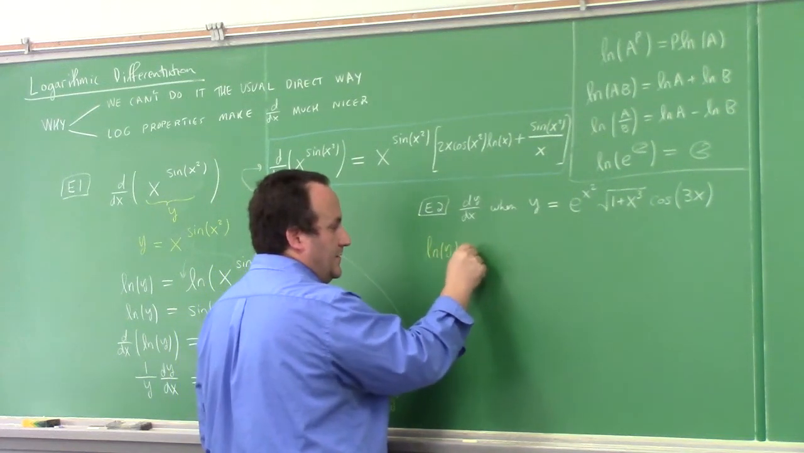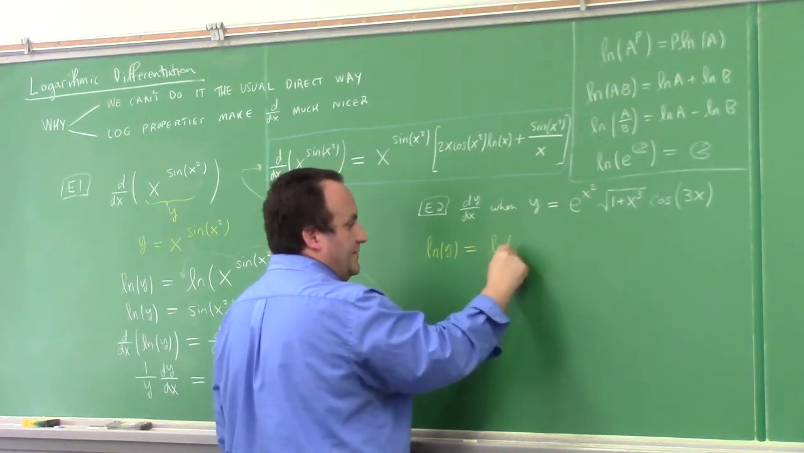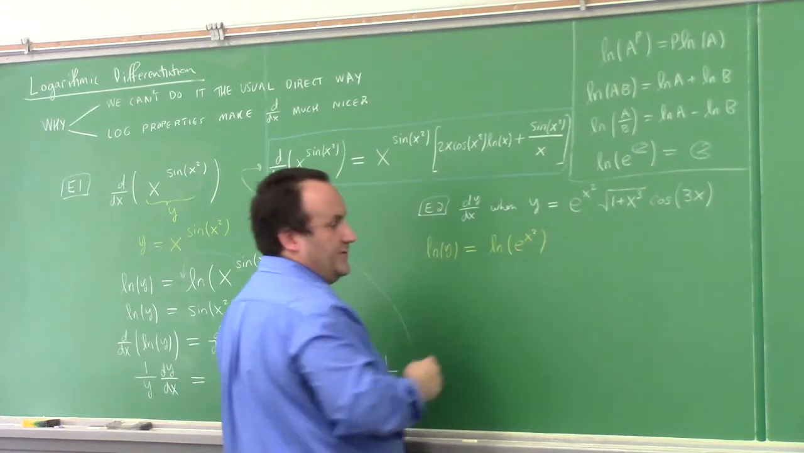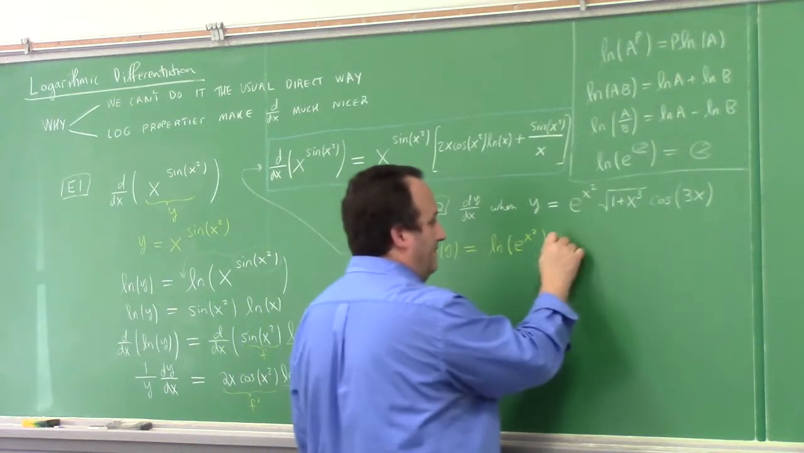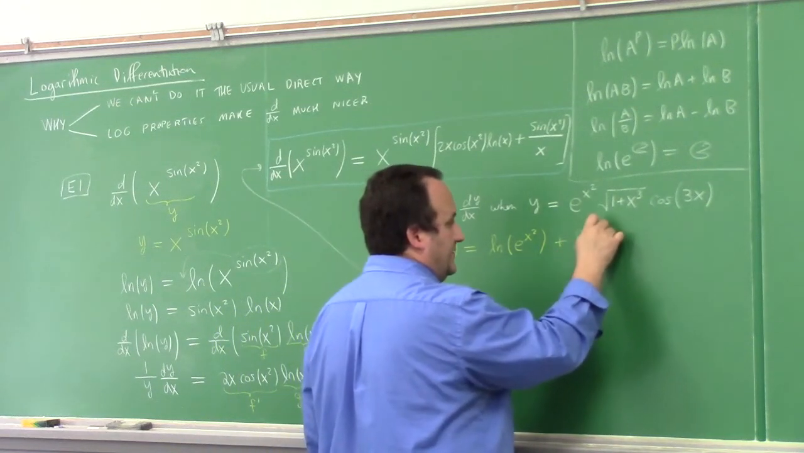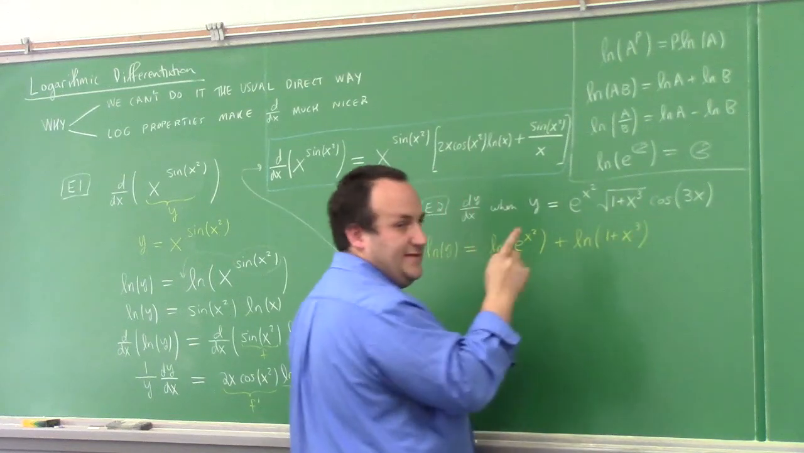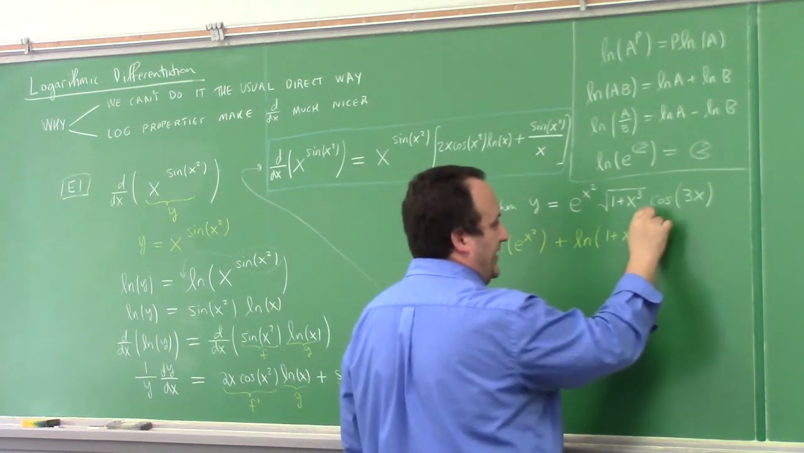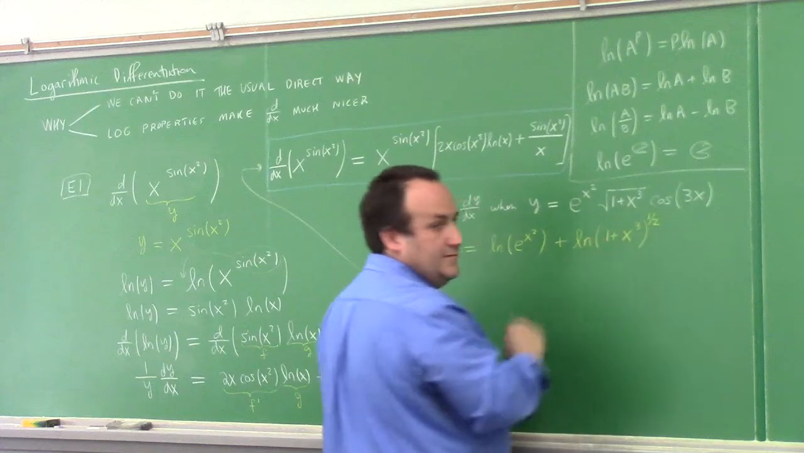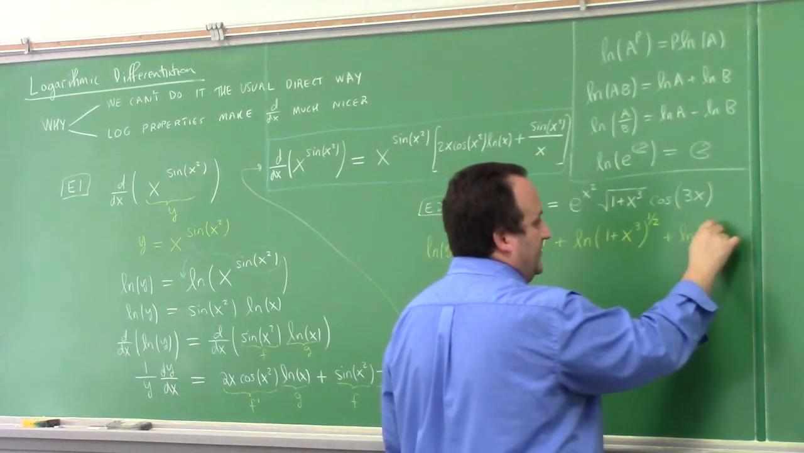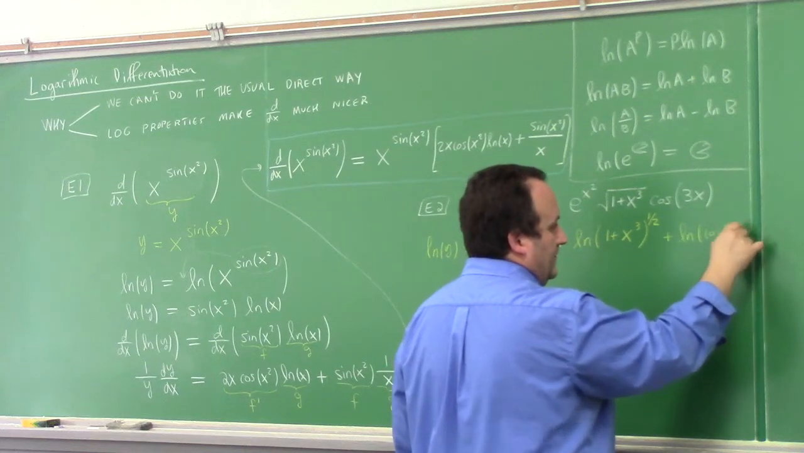All right, so we've got natural log of e to the x squared, plus natural log of 1 plus x cubed, and I'm going to write that, instead of square root, to the 1/2 power, because that's what it is, plus the natural log of the cosine of 3x.